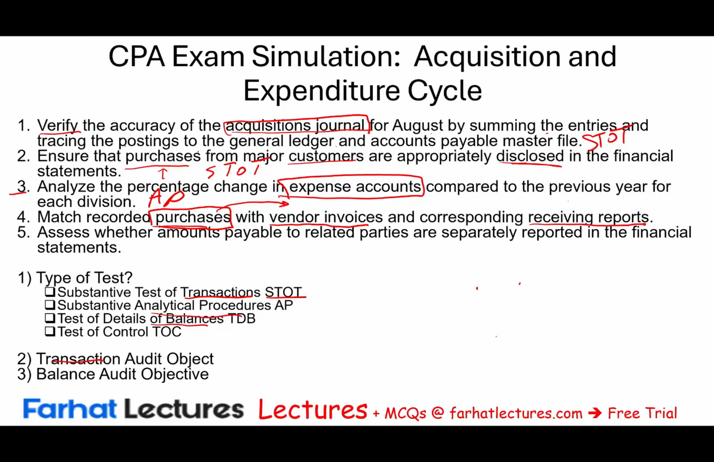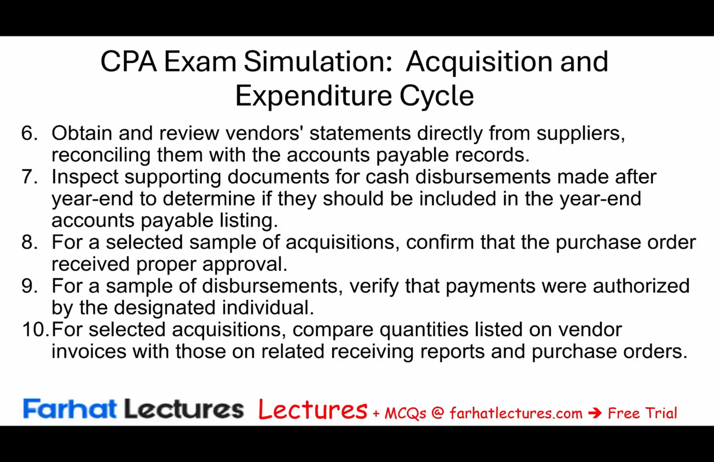Let's look at number 5. Assess whether the amounts payable to related parties are separately reported in the financial statement. Now, notice here, assess whether the amount payable. This is a whole account amount. This is not a transaction. So the first thing we're dealing with here is test of detailed balance. And what are we doing here? We want to make sure they are separately reported in the financial statement. It's a presentation issue. So the balance audit objective here is disclosure and presentation.